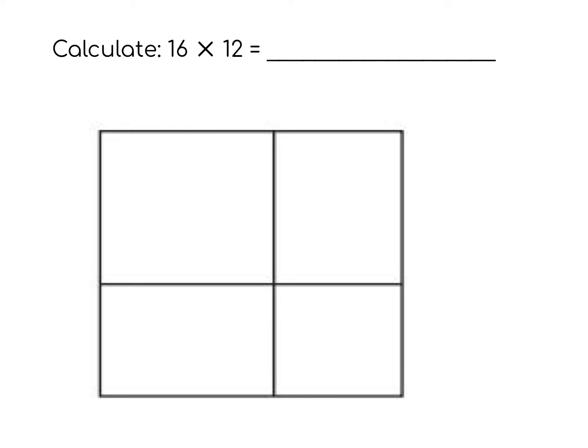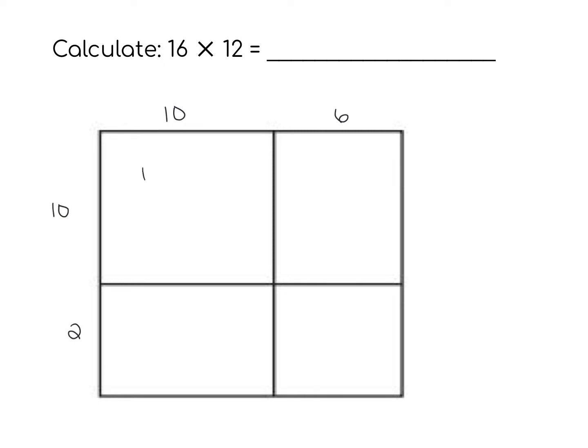Alright, so when we're using the area model, what we're going to do is take our numbers and decompose them into their place value units. So 16, for example, is going to be 10 plus 6 in the ones, and our 12 will be one group of tens, and then 2 in the units. So to use the area model, we're going to multiply for each of these components.